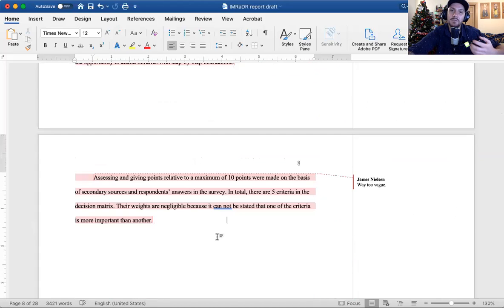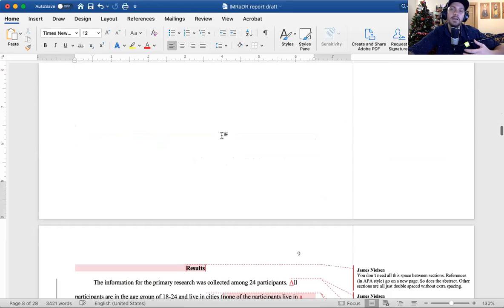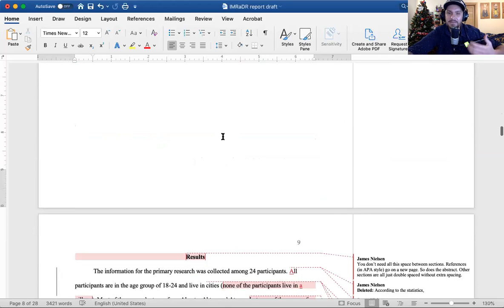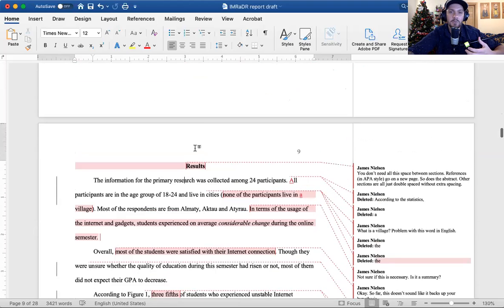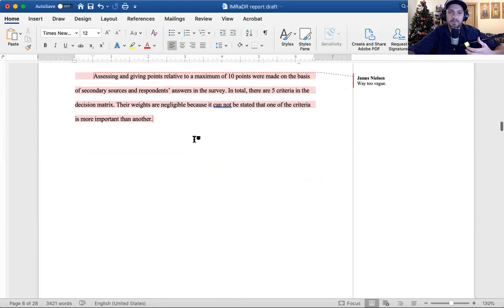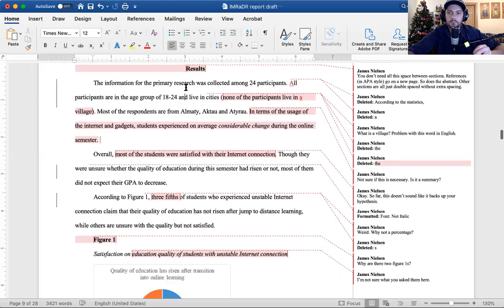Essentially, by the time I'm done with your methods, I should understand very clearly your decision matrix, even though I don't know the solutions yet. In the results section, I'll look at your actual decision matrix and discover your solutions. Okay. We don't need this empty space right here. We can start the results right after the methods. Okay, so we don't need that empty space. I deleted a bunch of things right here, as you can see, according to the statistics, and the unnecessary words.